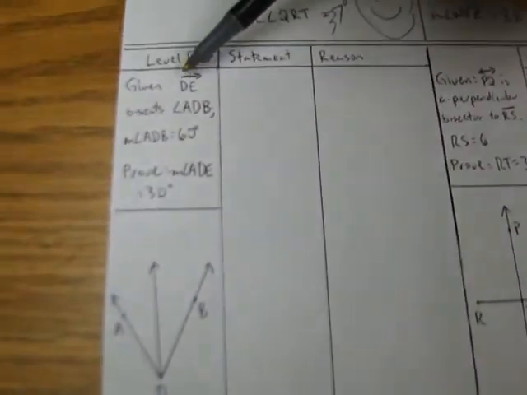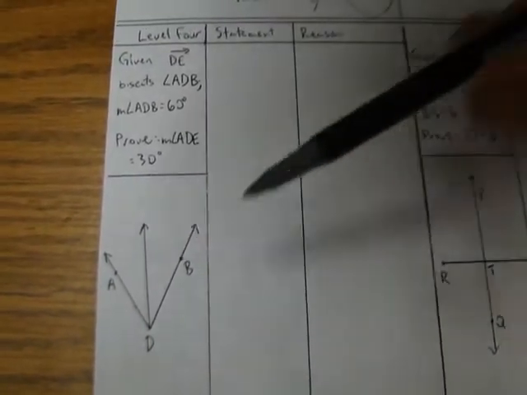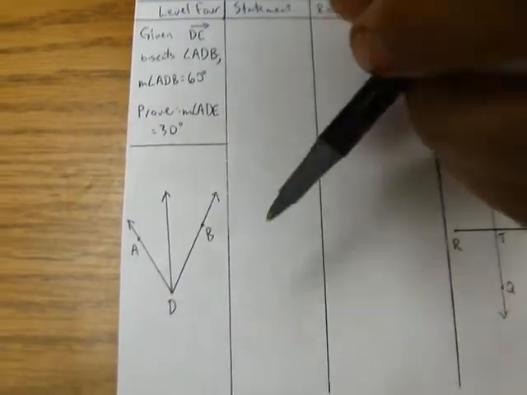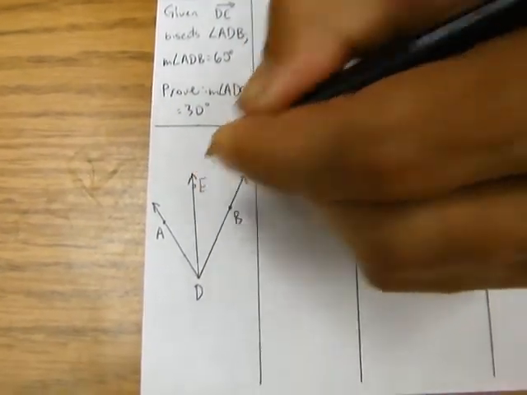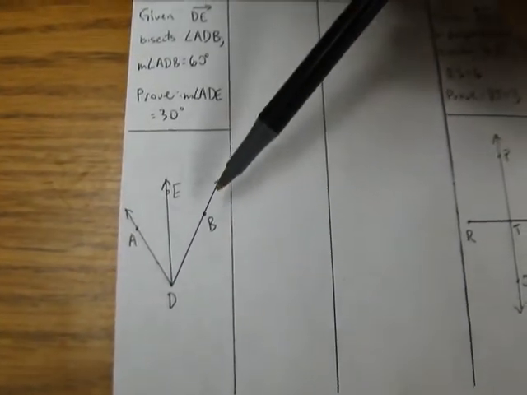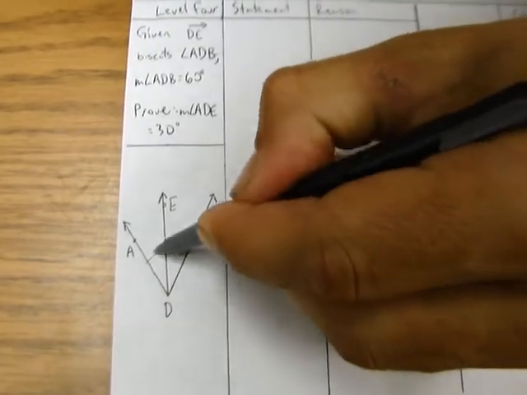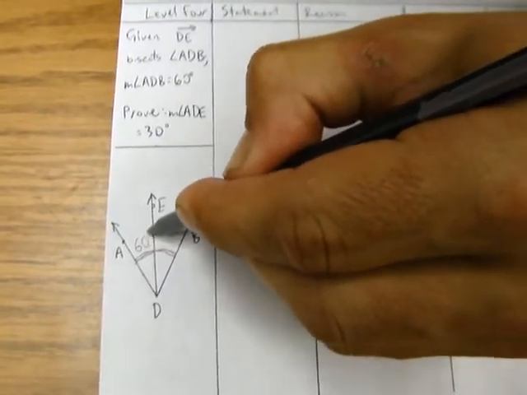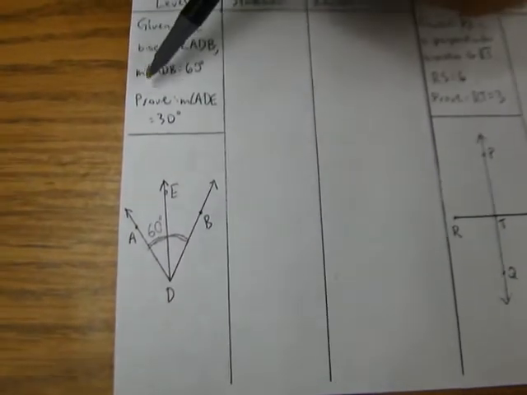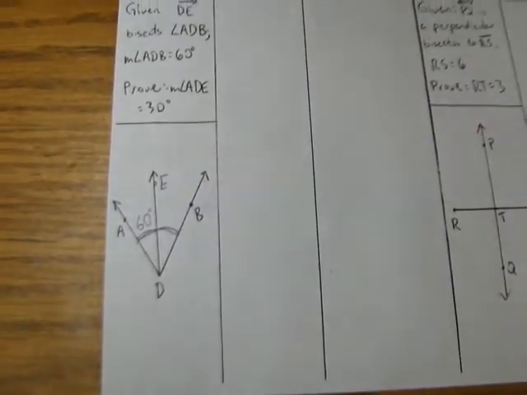Our given statement says that ray DE bisects angle ADB. So here's ray DE. Oops, E is supposed to be right there. And it bisects angle ADB. In other words, it cuts it exactly in half. The measure of angle ADB, that's this angle here, is 60 degrees. We need to prove that the measure of angle ADE is 30 degrees.